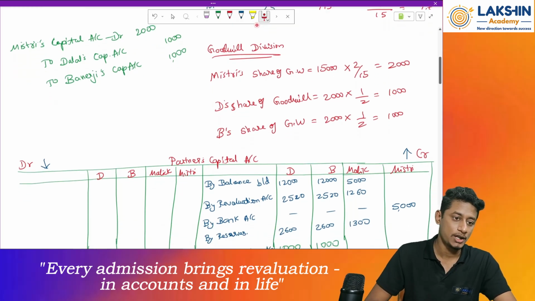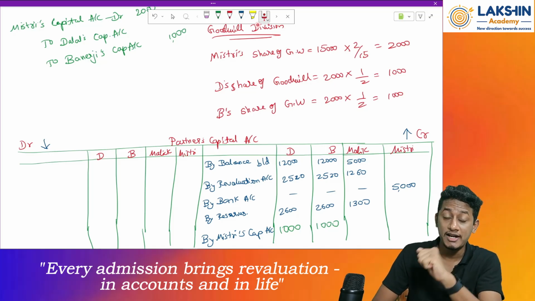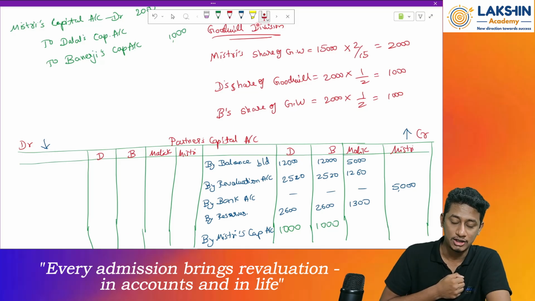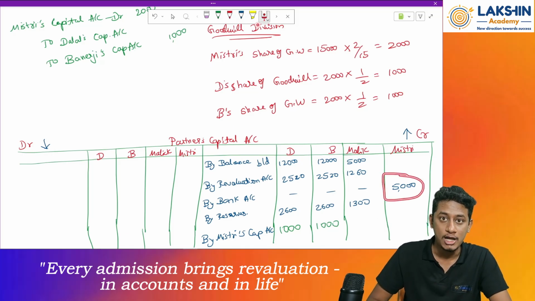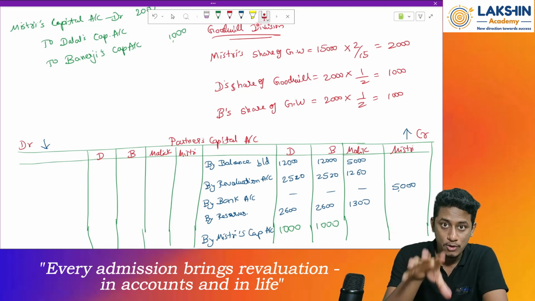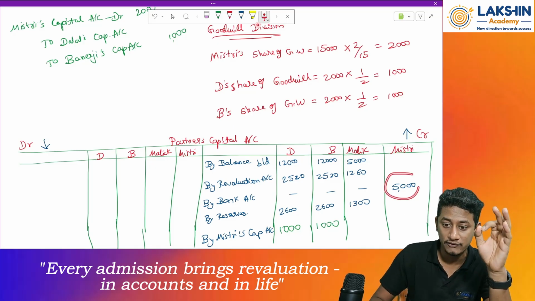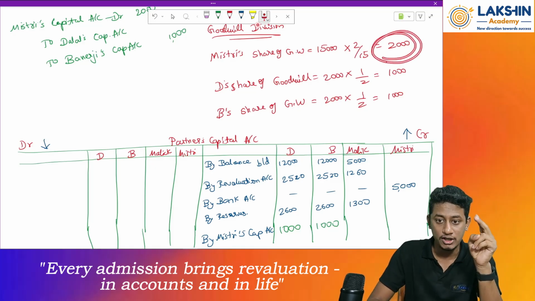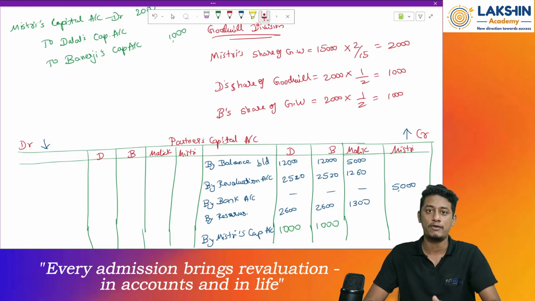Done? Okay. Now, on the other side, there is one more entry to be passed. Why? Because Mistri is losing some amount. Since he is giving some amounts to the old partners, he should lose something, right? He has brought in only money for the capital, but he has not brought in the money for goodwill. He should have actually brought in the money for goodwill also. But he is bringing the money only for capital. So we will deduct this 2000 rupees, whatever the share of goodwill was, from his capital, and we will reduce his capital amount. That's what we will do today. Let's see what to do.